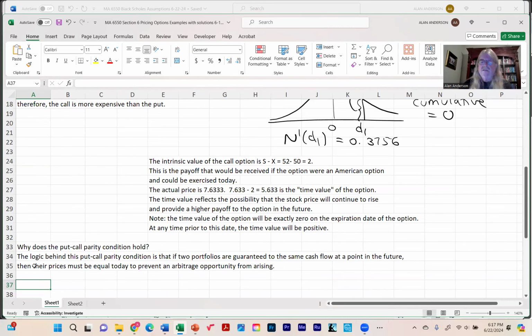How is that? Because suppose that portfolio A is a, let's see, what kind of example could I make up real quickly?